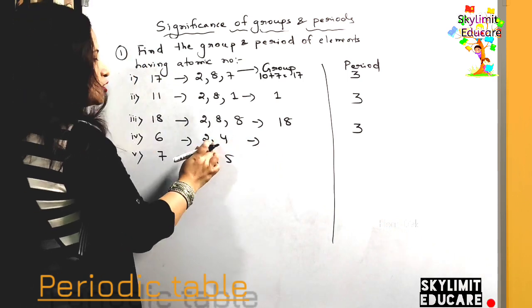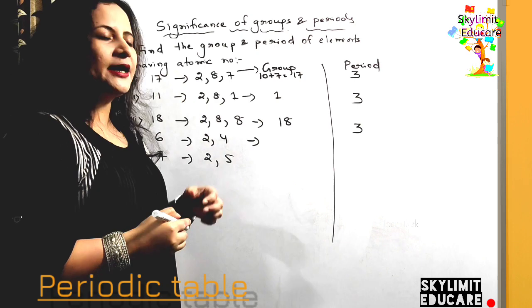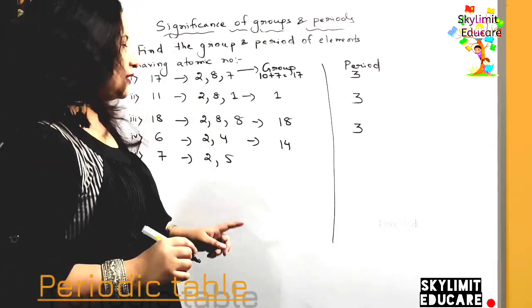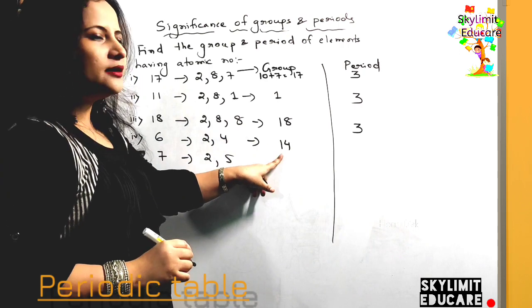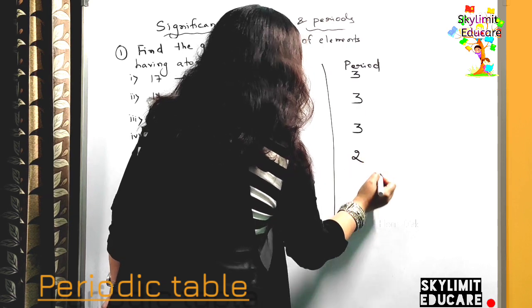Now look at this: 2,4. What is the number of valence electrons? 4. So you add 10 to 4. 10 plus 4 is 14. So it's group number 14, the carbon family. And the number of shells is 2, so it belongs to period 2.